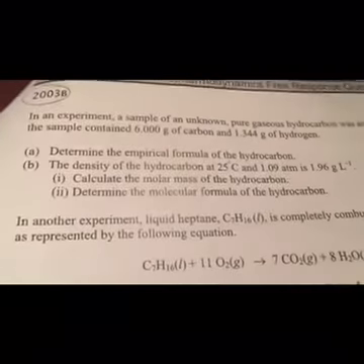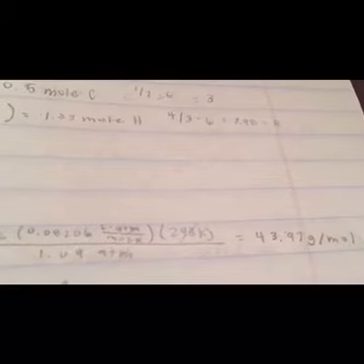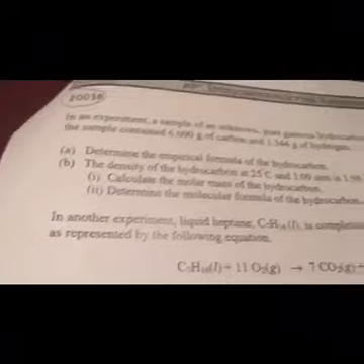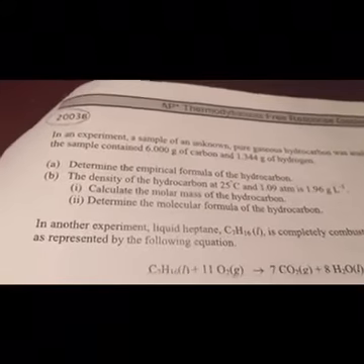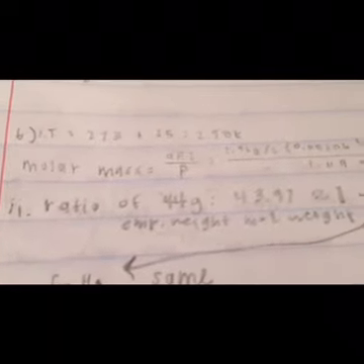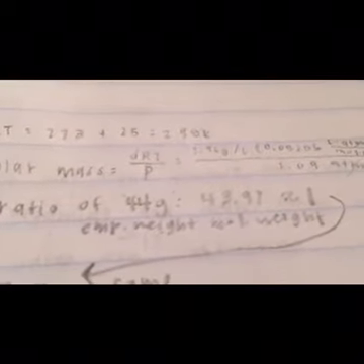B asks to calculate the molar mass of the hydrocarbon. So to do that, you do density times the R constant times temperature over pressure, and all are given, so you just plug and chug, and you get 43.97 grams per mole. And the second part asks to determine the molecular formula, and the ratio is the empirical weight to the molecular weight, and that's about 1, so the molecular formula is the same as the empirical, C3H8.